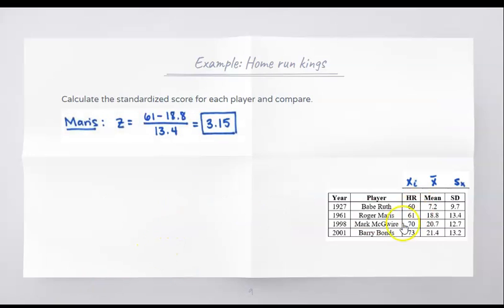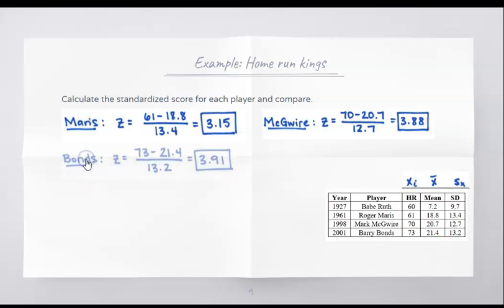So we continue on with Roger Maris. He had 61. We subtract the mean number of home runs that year, divide by the standard deviation, and he has a z-score of 3.15. Mark McGwire had 70 minus 20.7 divided by 12.7. He has a z-score of 3.88. And then Barry Bonds with 73, the average that year was 21.4, and divided by 13.2, he has a z-score of 3.91. Now, remember Babe Ruth was 5.44.